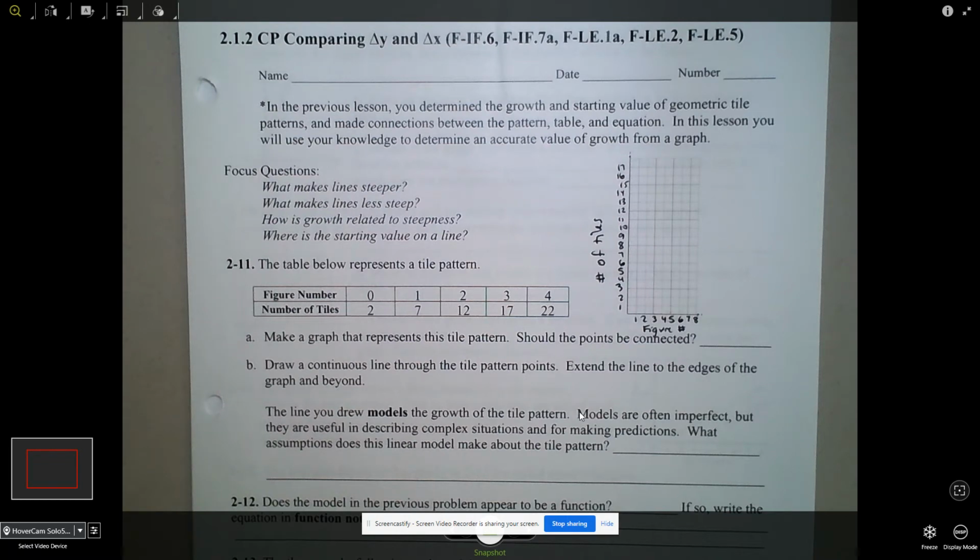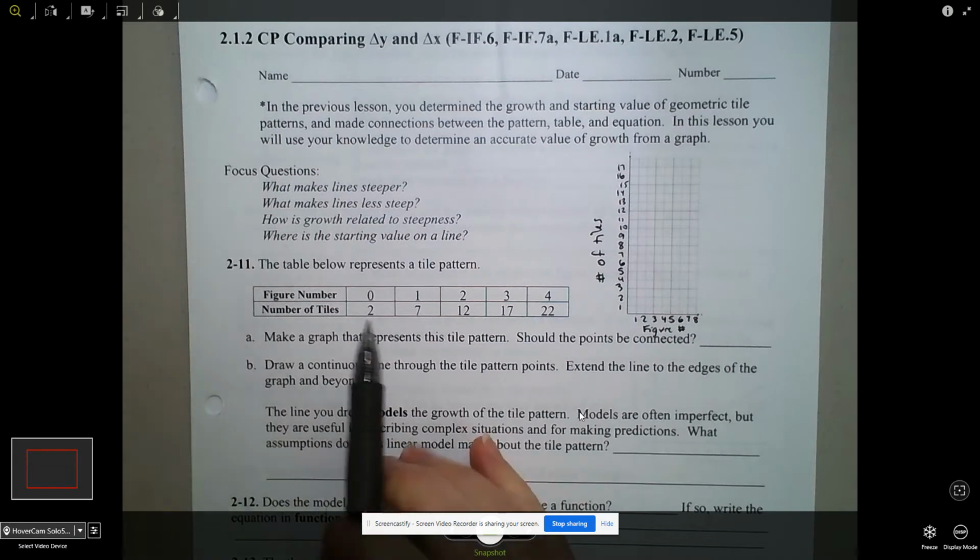All right, so in the 211 lesson, we were looking at tile patterns, their tables, and their equations, and we were looking at both the initial value and the growth. And today we're going to throw in graphs as well. So things to think about: why is the line steep versus being less steep? How is growth related to the steepness? And where do we see that starting value, that initial value on the graph itself?